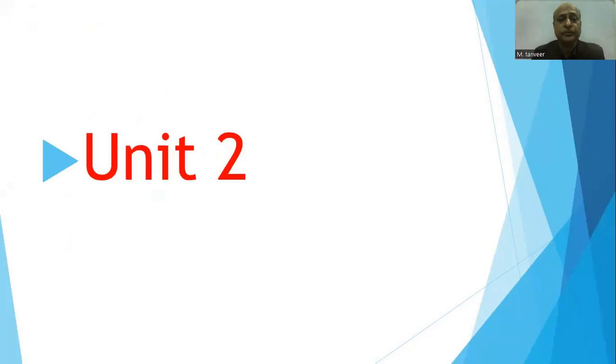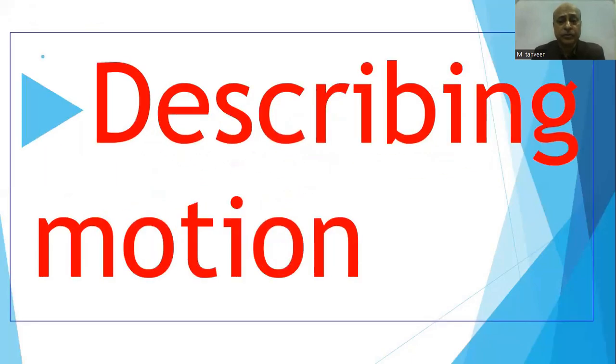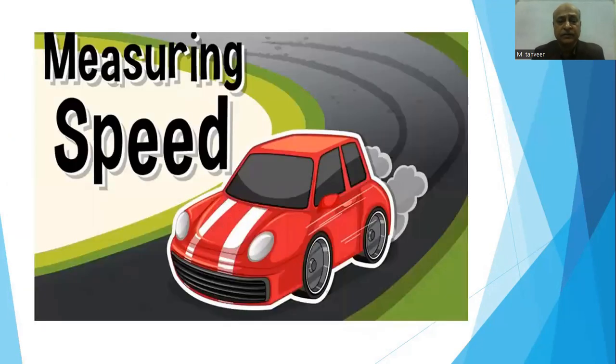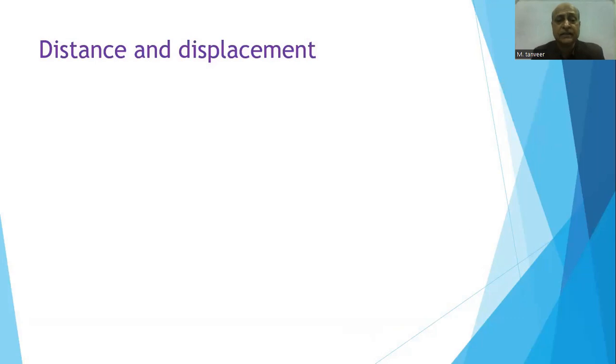Students, today we will start unit number 2. This unit is about describing motion. In this unit, we will discuss what is motion, distance, displacement, speed, velocity, different types of velocity. Measuring speed is the first topic of this unit. But before going to measuring speed, we must know about what is distance and displacement.